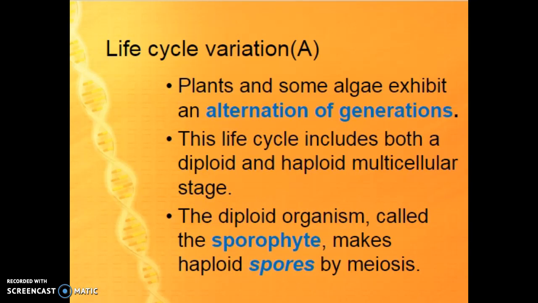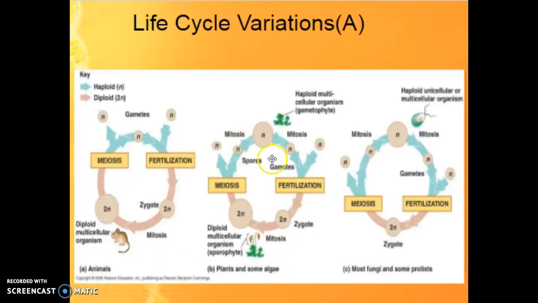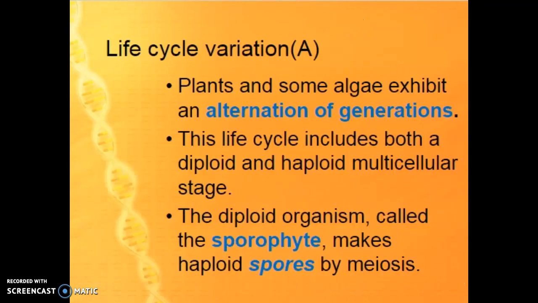Plants and algae exhibit alternation of generations, so that's going to involve the spores and the sporophytes that I was talking about earlier. The life cycle as a whole is going to include both a diploid and haploid multicellular stage. So that's what we're seeing right here, and I'll provide some more information on that in a subsequent lecture.